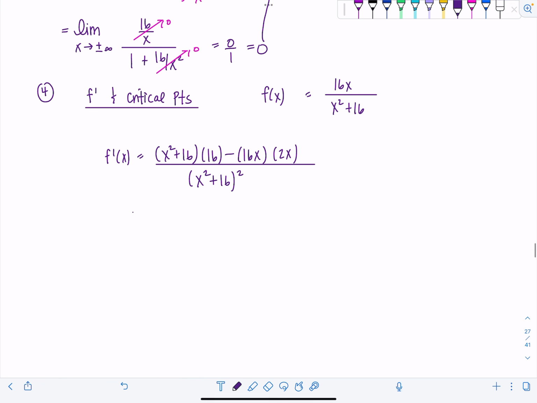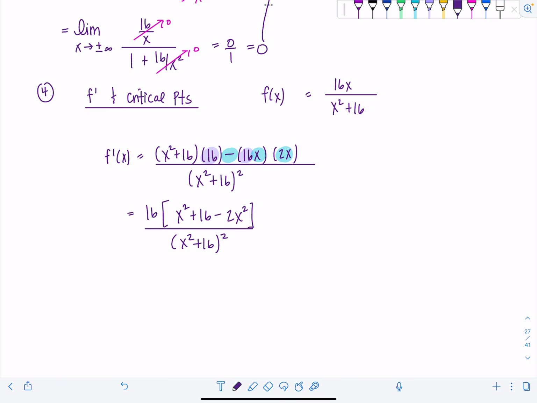Okay, I'm going to factor out this 16, yes. And then what am I left with? X squared plus 16 minus 2x squared over x squared plus 16 squared.